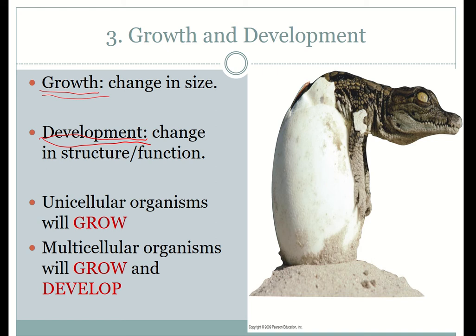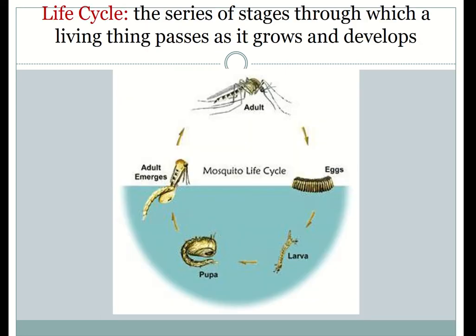So unicellular organisms are going to just mainly grow, whereas multicellular organisms, because they're made up of specialized cells, will develop as well. So the stages that an organism goes through its lifetime, where it grows and develops, is called the life cycle. So right down here I have a diagram of a mosquito life cycle. So we can see we have the eggs that develop into the larva, then into the pupa, and then the adult emerges from the water here, and we have the adult flying mosquito.